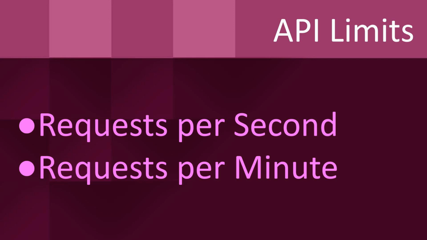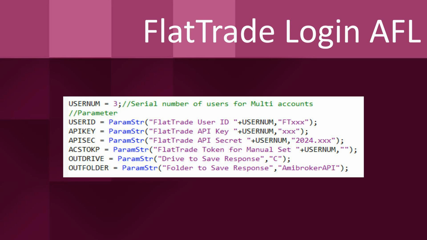When using the API, it's important to be aware of the request limits, which dictate how many requests you can send within a given time period. Exceeding these limits will result in errors from the API. Note that the Flattrade documentation does not specify these limits. Download the AFL file from my blog and place it in the Amibroker custom folder.